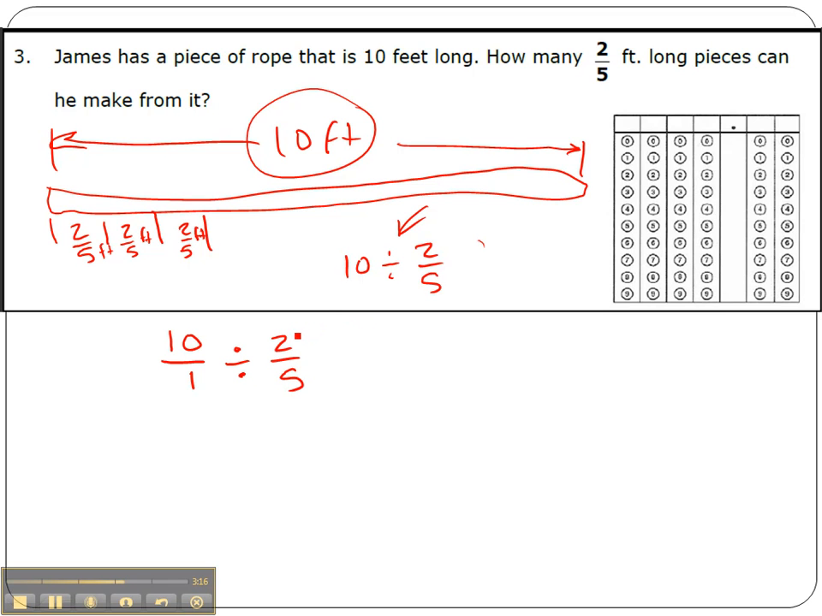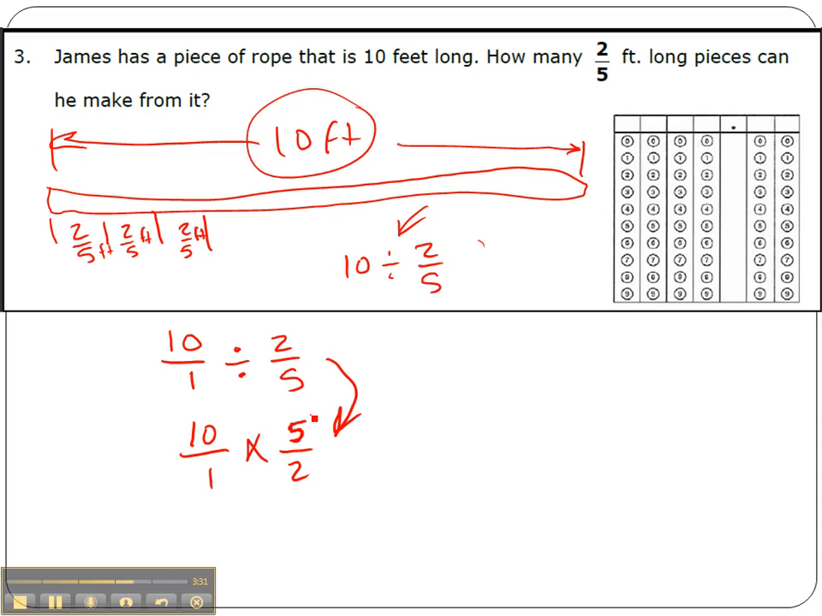Dividing fractions is as easy as pie. Just flip the second fraction. So instead of 2/5, we have 5 over 2. That's the reciprocal. Flip the second fraction and multiply. So change division to multiplication. We don't change the first fraction at all.